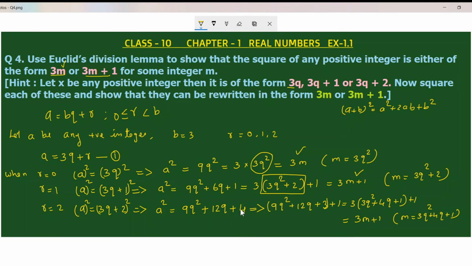That's it. Got it? Hence, we have proved. Like this, we need to solve this type of question. If they have given it like 3q plus 1, we can directly write like this. But here they have written 3m and 3m plus 1. So first we have written our equation in terms of q and then converted it into terms of m. Got it?